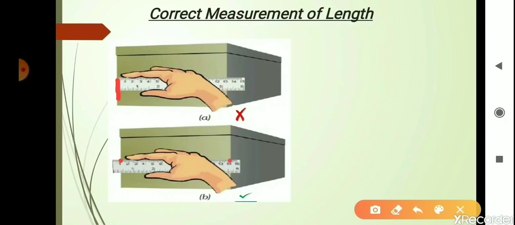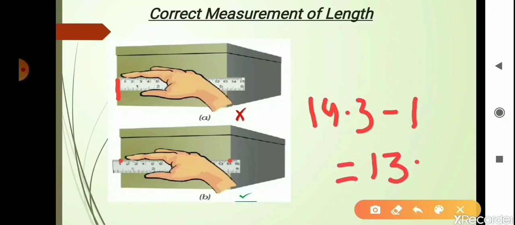So whatever the final reading is, it has to be adjusted with the initial reading that we have taken. So in this particular case, our measurement should be 14.3 minus 1, that is 13.3 centimeter. So the length has to be adjusted according to the selection of the beginning point.